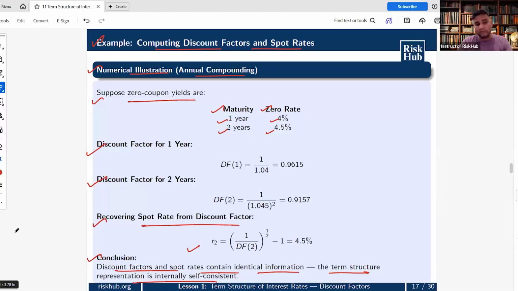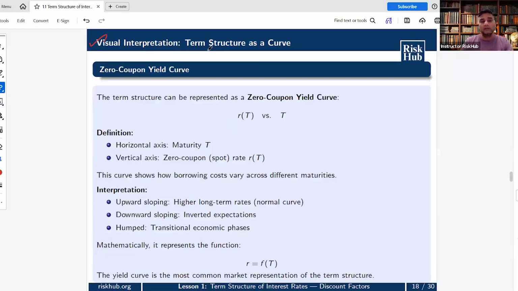This is one step of bootstrapping: taking a quoted rate, producing a discount factor, then using the discount factor to solve for the next one. Then we get into the next part, visual interpretation, term structure of the curve, zero coupon yield curve.